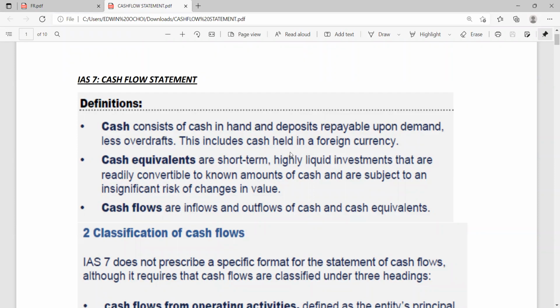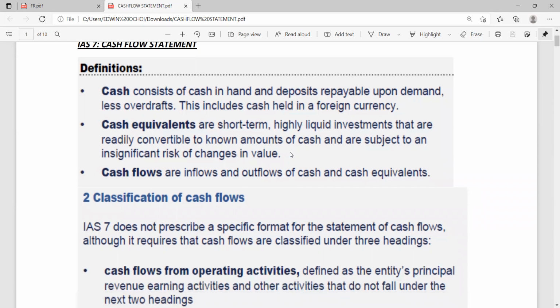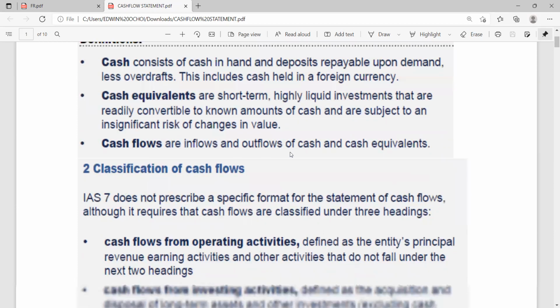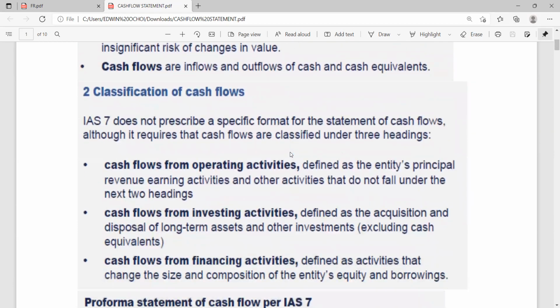Cash equivalents are short-term, highly liquid investments that are readily convertible to known amounts of cash and are subject to an insignificant risk of change in value. Cash flows are inflows and outflows of cash and cash equivalents. So what does a cash flow statement show? In a nutshell, the sources and application of funds. Next, classification of cash flows.